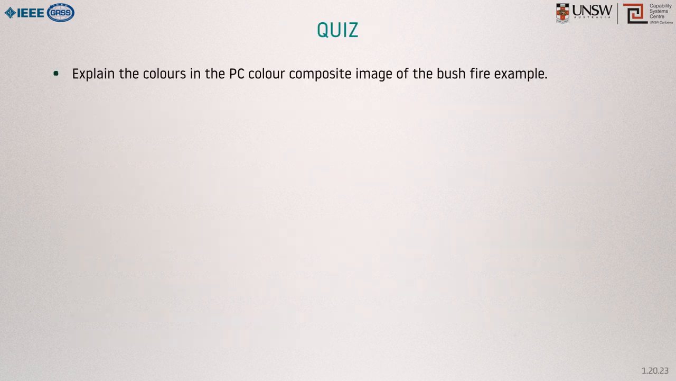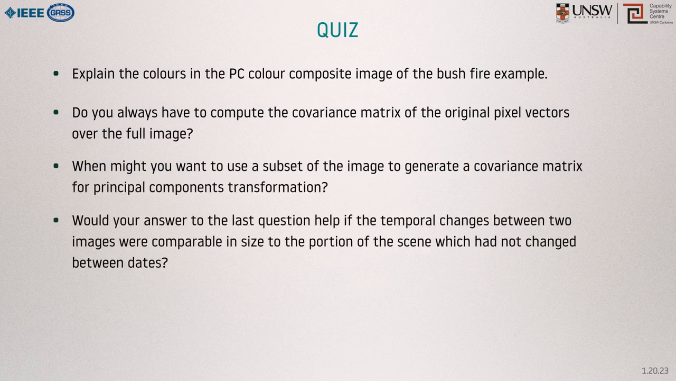The questions in this quiz ask you to think about computing the covariance matrix over a subset of an image. That allows much greater flexibility in using PCs, especially in applications like change detection and in some cases for feature reduction prior to classification.